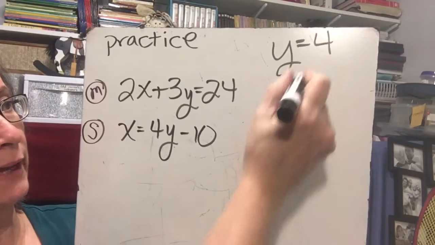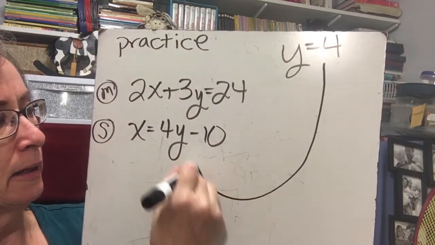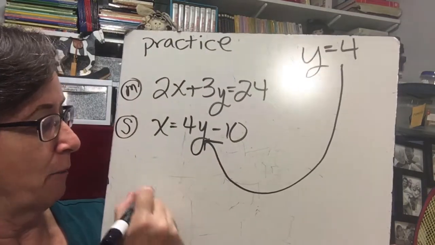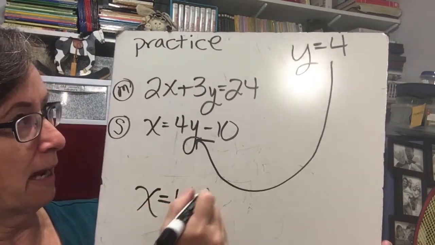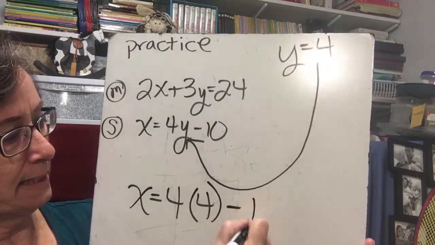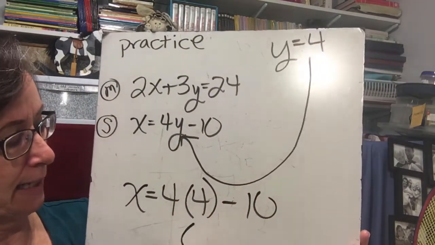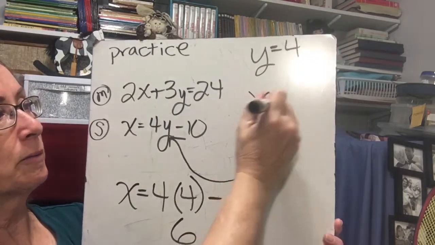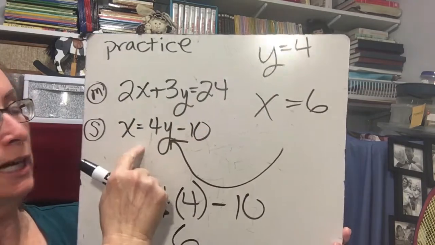Okay, so now that I have y is equal to 4, I'm going to plug that into my sub-equation. So x equals 4 times 4 minus 10. 16 minus 10 is 6. So x equals 6. Now we've already checked it in this one.